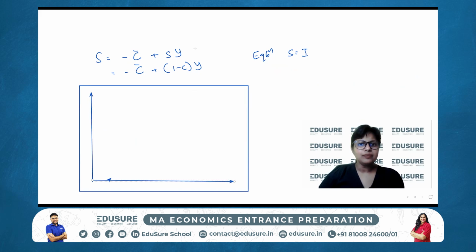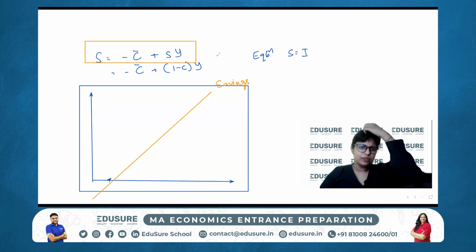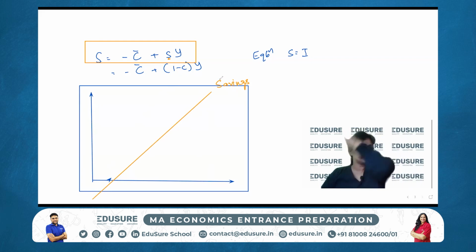So now, if we draw the savings function, can anybody tell me how the savings function will look? This is your savings function. The intercept is going to be negative, say minus c bar, right? And what is the slope? It starts from negative and the slope is going to be positive. So this is my savings function. It starts from negative, but the slope is positive, so from minus c bar like this.